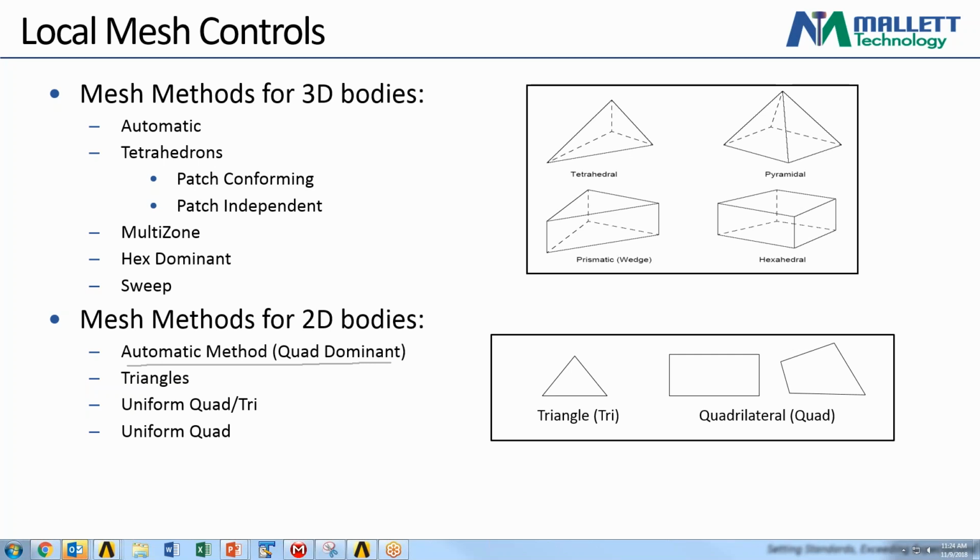Questions. Let me read this real quick. So the question is, which element order produces smoother contact results? I find quadratic elements tend to concentrate contact pressure on nodes.